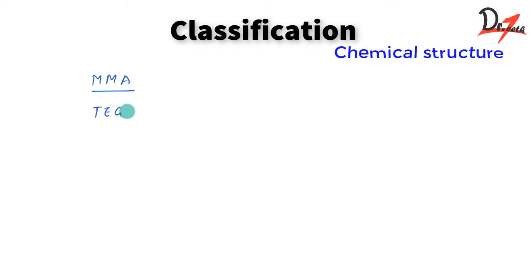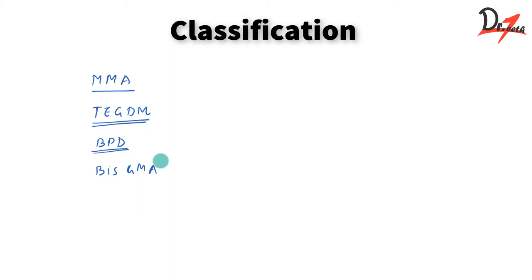Then according to the chemical structure of the monomer, the pit and fissure sealant can be classified as MMA, which is methyl methacrylate, then TEGDMA, that is triethylene glycol dimethacrylate, and then we have BPDM, which is bisphenol dimethacrylate, and then we have Bis-DMA, and so on. Okay, so this was another classification. So I think we have pretty much done with the classification of pit and fissure sealant. Now let's move on to the clinical application of this product.